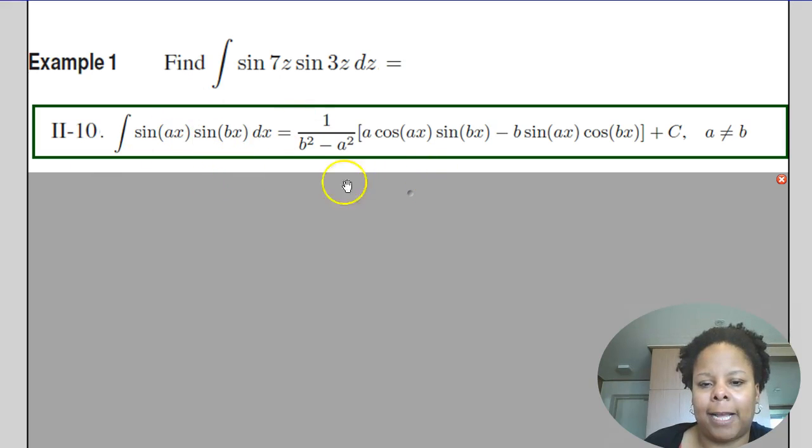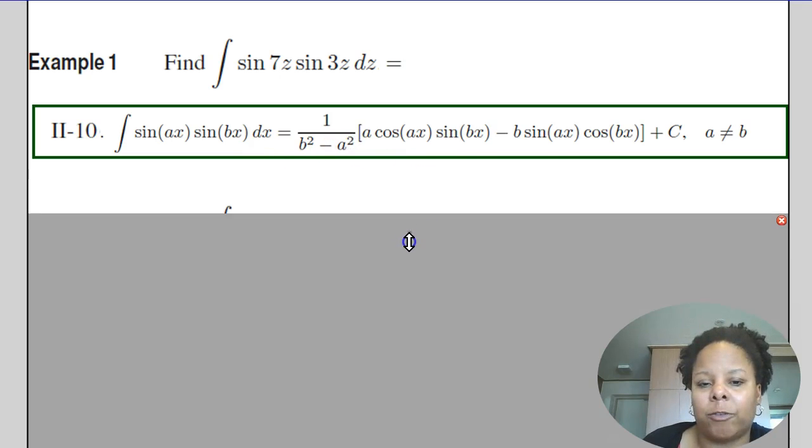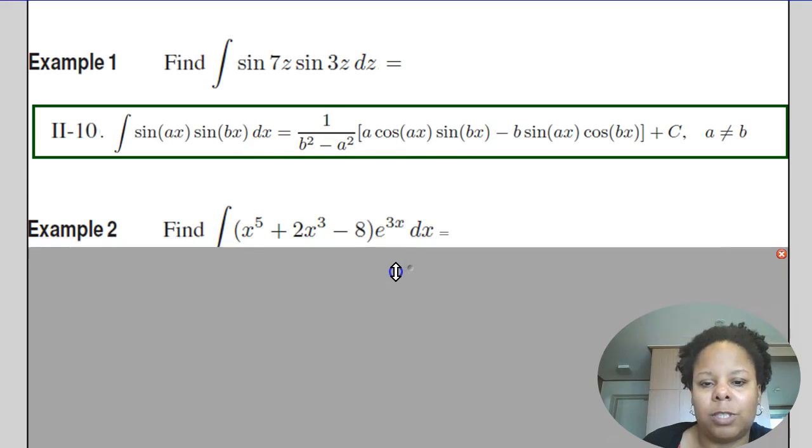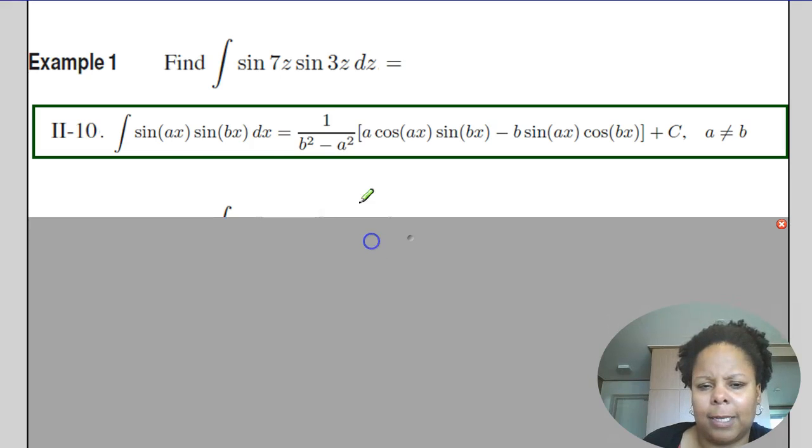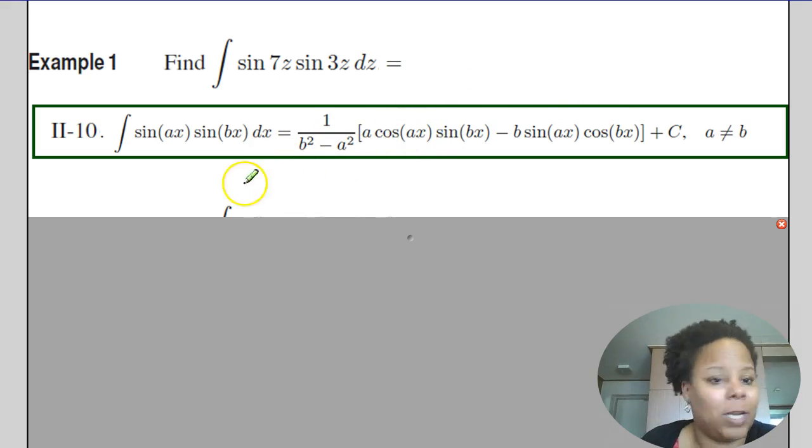So I need to identify what A is and what B is, and as long as they're not equal, I don't have to go through an integration by parts strategy or substitution strategy. I can just use the table of integrals to get my indefinite integral solution, which is essentially just this. Okay, so in this case, A is 7 and B is 3, and I can just substitute my A and B into this formula and get my answer, and that's sufficient.